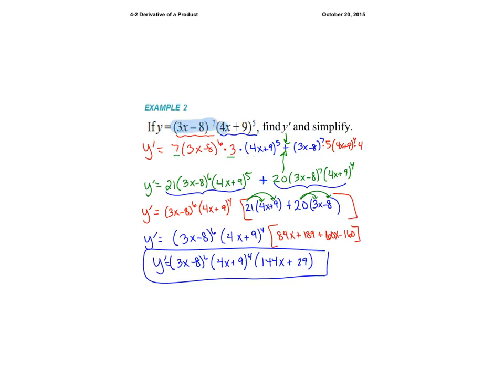If we have this times this, let's do this. That's a chain rule times a chain rule. That's going to be fun. So the derivative of this is simply 7 times it, to the 6th power. So 7 times this to the 6th power times the derivative of the inside, which is 3. The derivative of 3x plus 8 is 3. Then multiply by this, not doing anything to it.